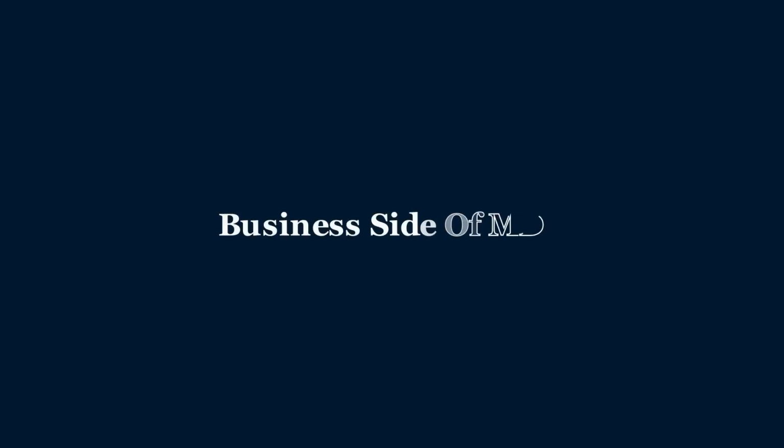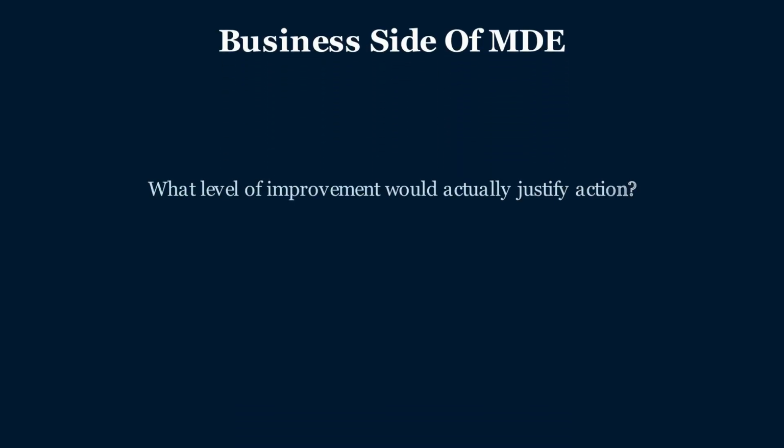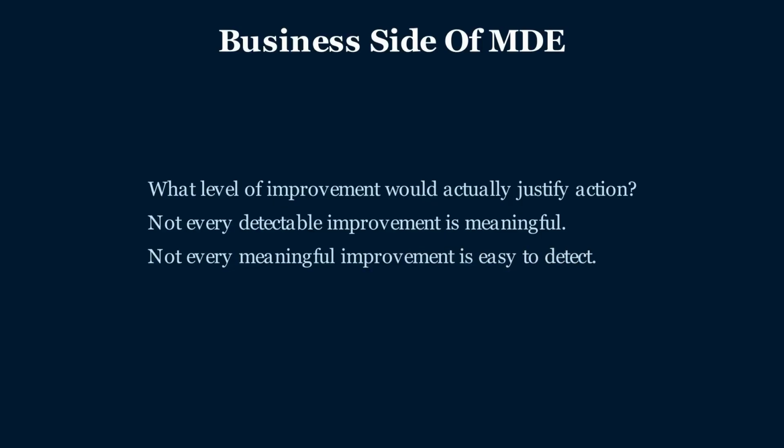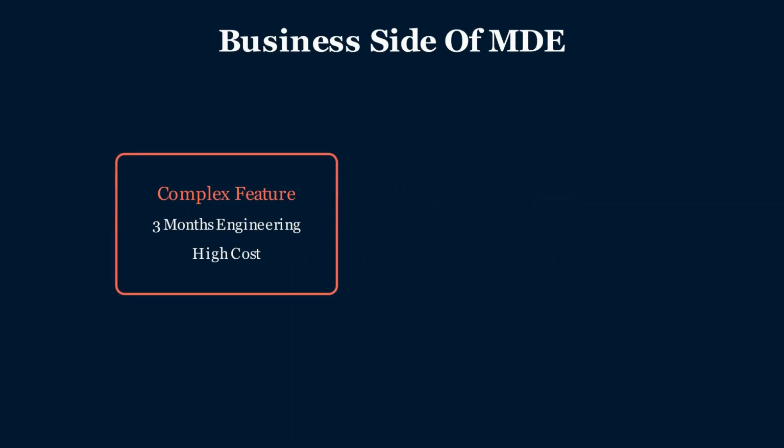Before running any experiment, teams must decide what level of improvement would actually justify action. Not every detectable improvement is meaningful, and not every meaningful improvement is easy to detect. Every experiment carries a real operational cost. Imagine your engineering team spends 3 months building a complex recommendation system. In that situation, a tiny 0.1% conversion lift may not justify engineering effort, maintenance cost, and opportunity cost. So, in high cost projects, teams often choose larger MDEs because they only care about large, meaningful wins.